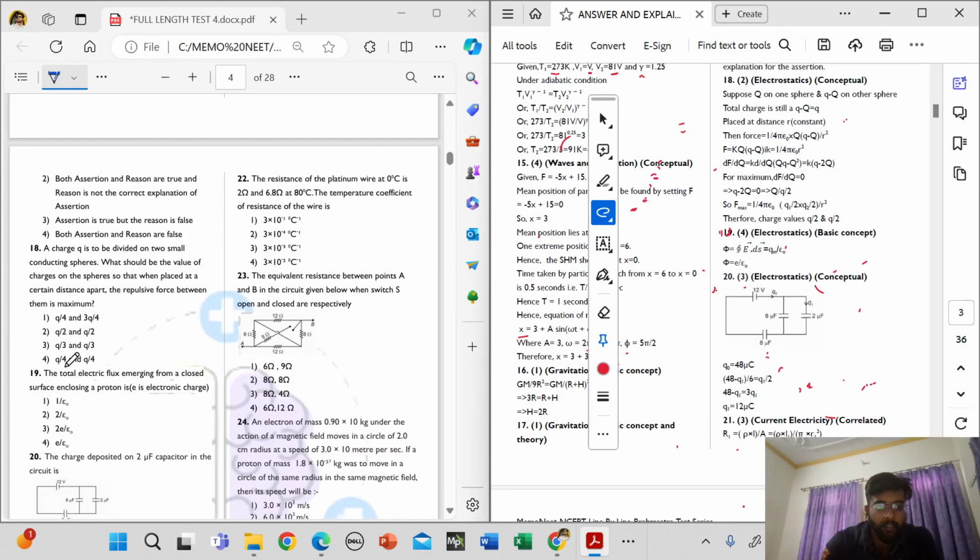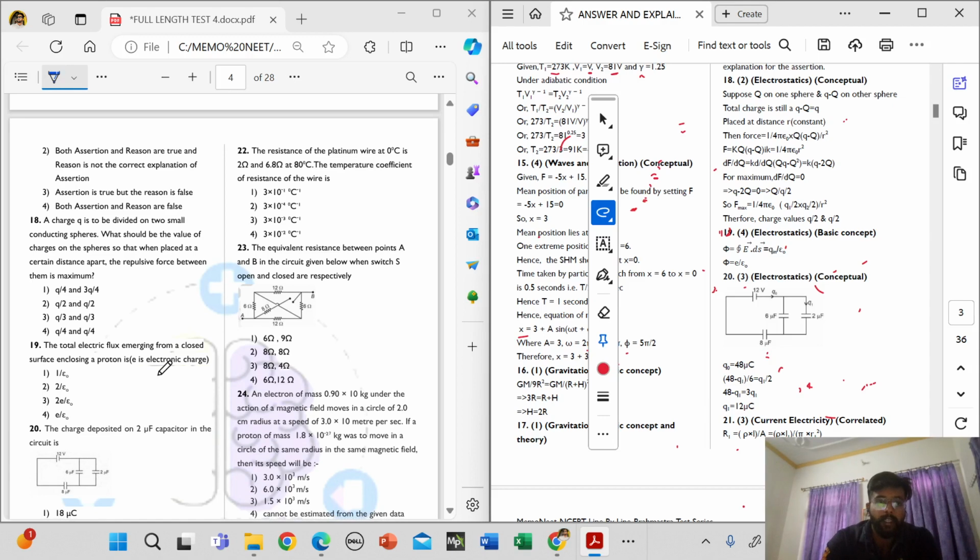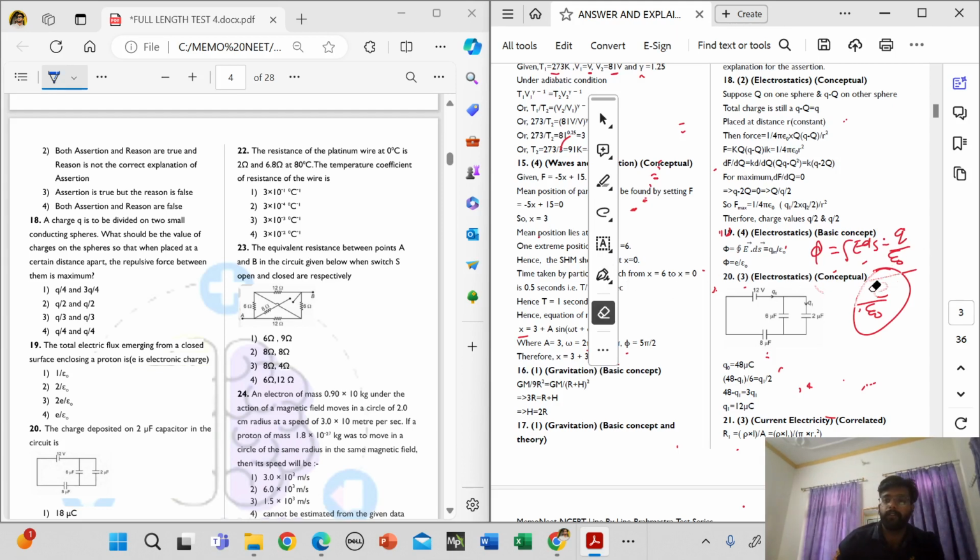Now, next question. The total electric flux emerging from a closed surface enclosing a proton. See this. The formula of flux is the integral of E dot dS, which equals Q upon epsilon naught. This is Gauss law. So for the proton, the flux is e upon epsilon naught. This is a very simple question, Gauss law basics, basics of electrostatics. We can solve it with Gauss law.